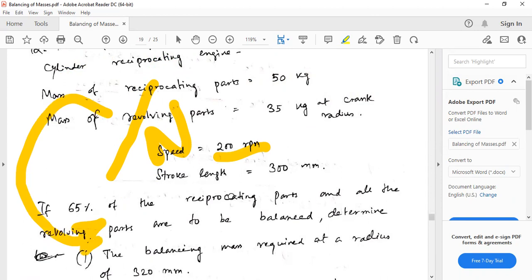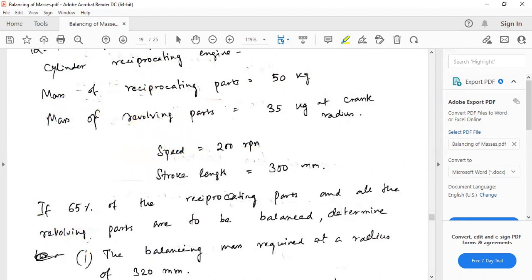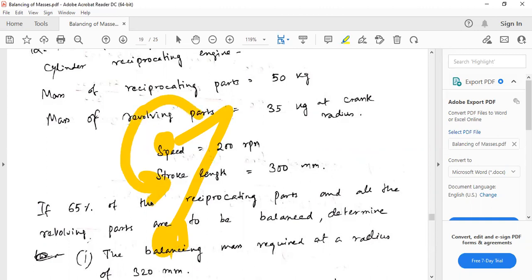That is 2 pi N by 60. That is how we find it. Then the stroke length is 300 mm. Now, this is the crank, this is the connecting rod, and this is the piston. See, the crank rotates in this direction, in this manner.